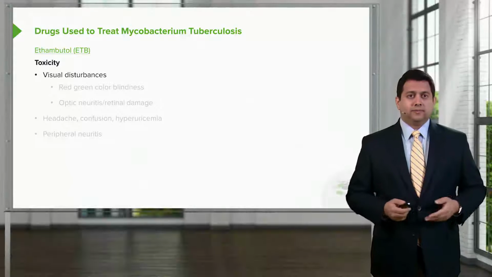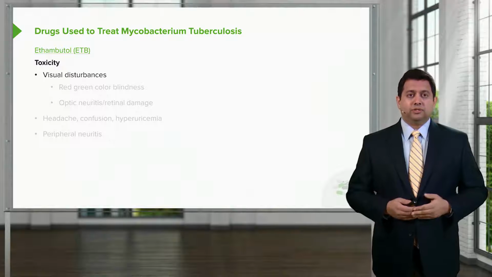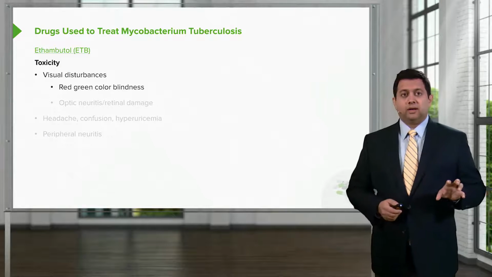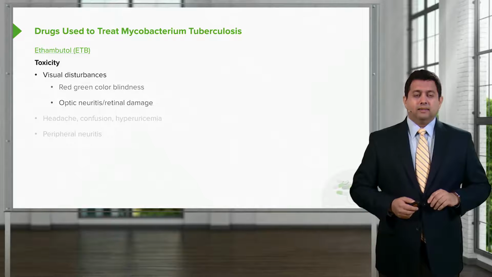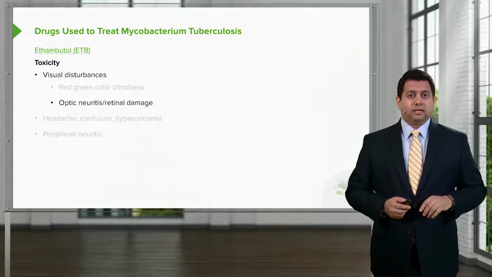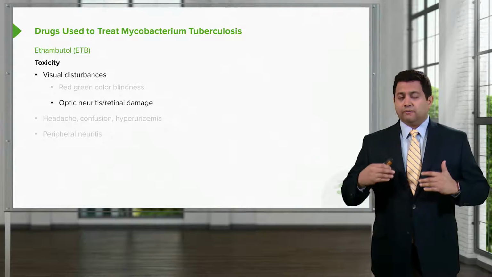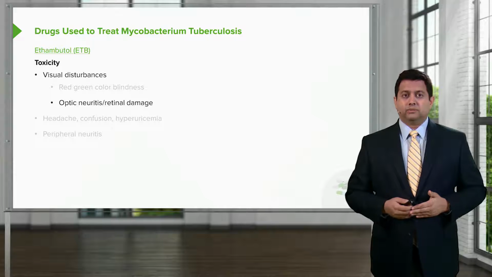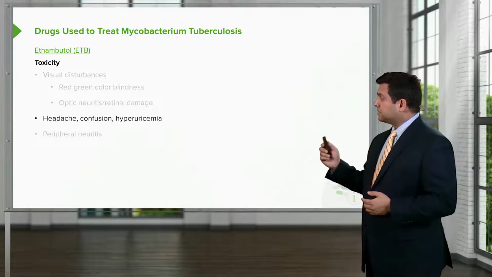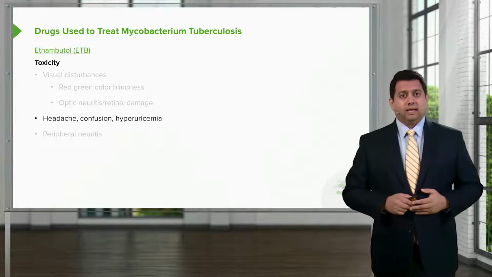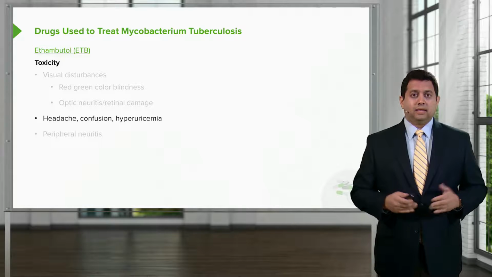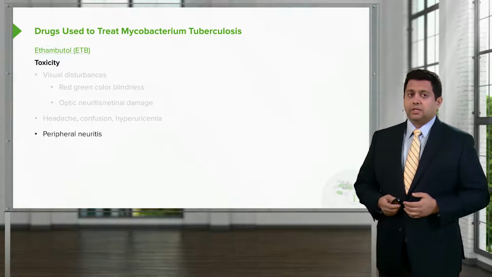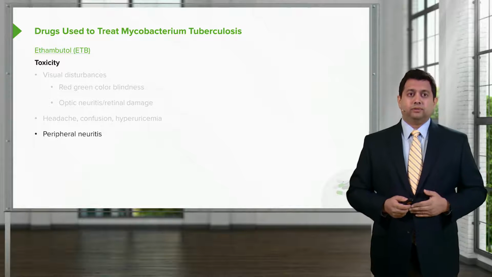The toxicity of ethambutol is usually reserved to visual disturbances. So patients, interestingly enough, complain of red or green color blindness. They may also develop an optic neuritis or retinal damage. So a very close evaluation of their ocular system, their visual system, is really important. Sometimes patients may also develop headache, and they can also develop confusion and hyperuricemia. One of the other rarer complications of this medication is peripheral neuritis.